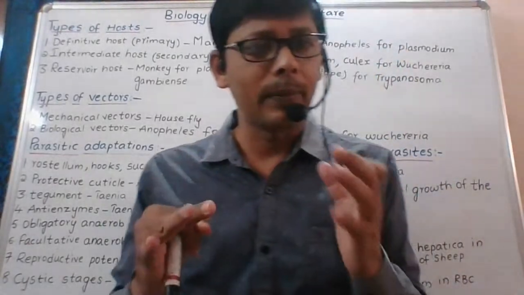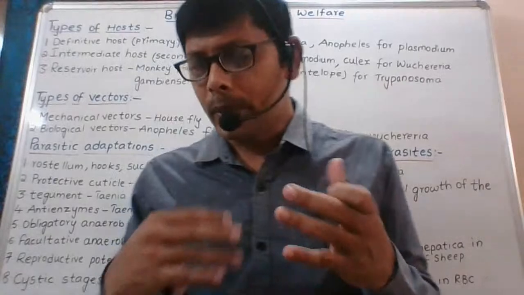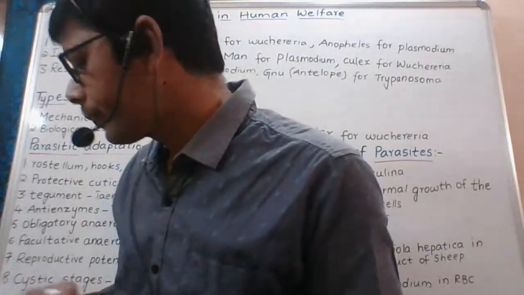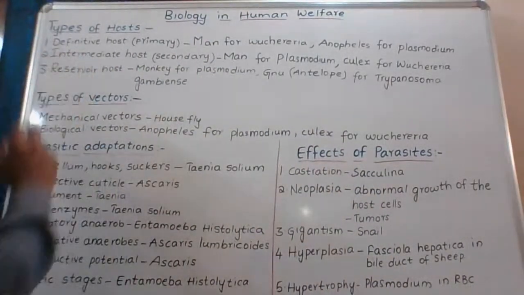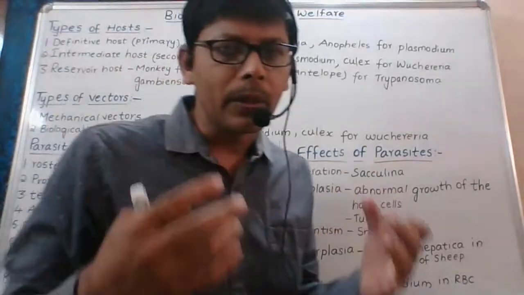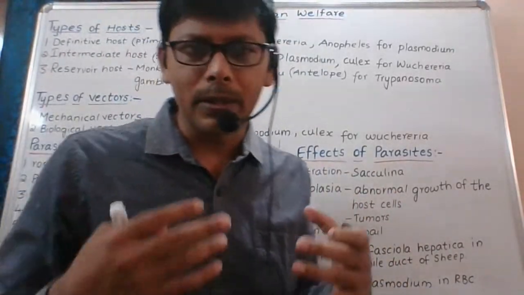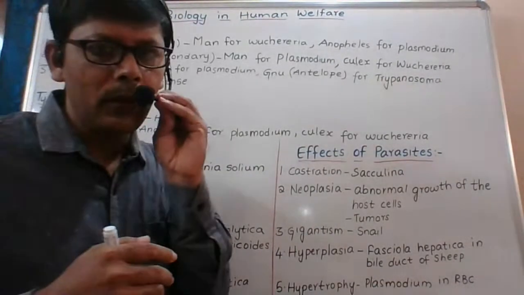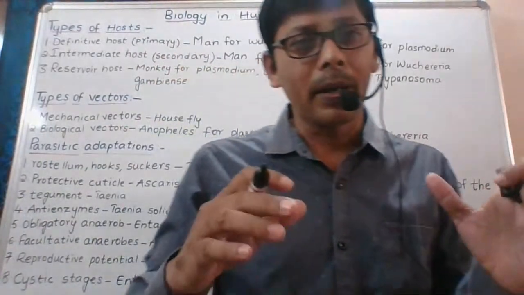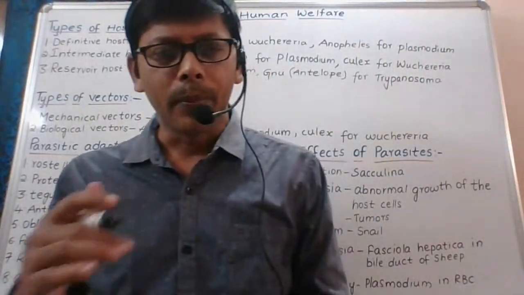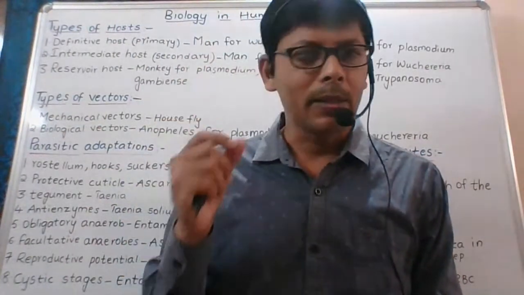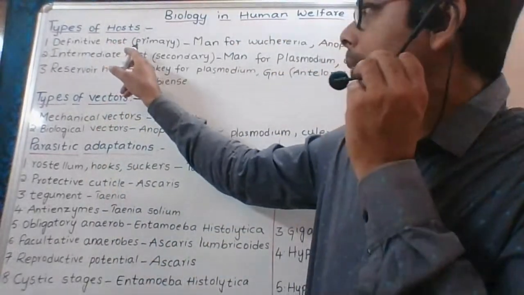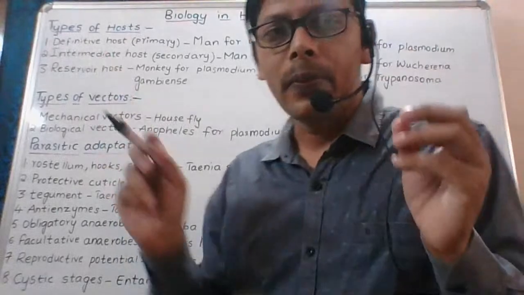Now let us learn the meaning of these different types of host, and the examples for each type. First, what is meant by the host? The organism which gives shelter to the parasite is the host. Primary host or definitive host is a host which harbors the adult stages or mature stages of a parasite. It is called primary host, otherwise called definitive host.